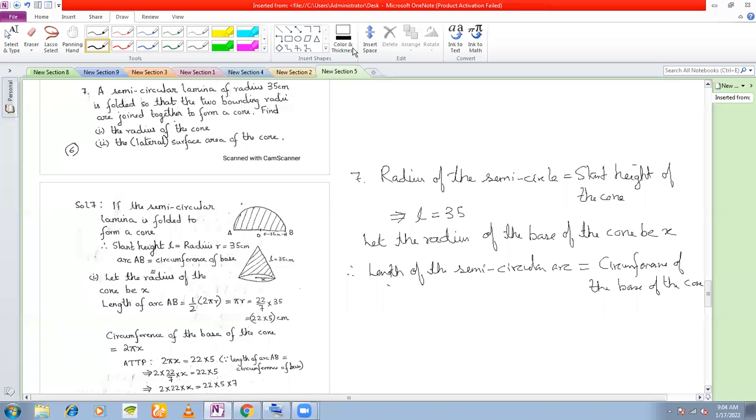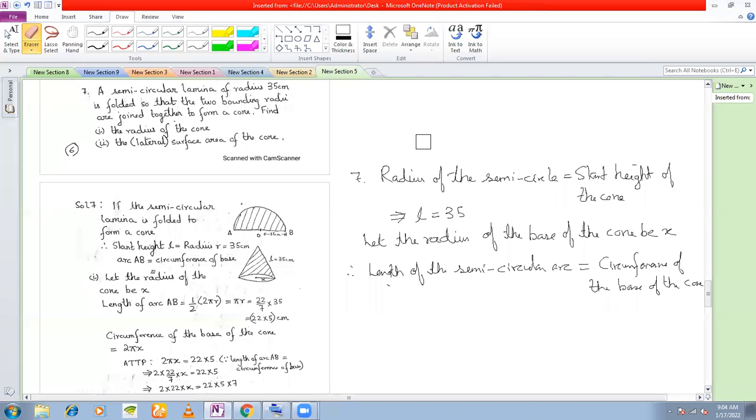What we see is that when this semicircular piece of lamina is folded to form a cone, the radius of the semicircle is equal to the slant height of the cone. So we know the value of L. Since we don't know the radius of the cone, we have taken it as x, and the circumference of the base of the cone must be equal to the length of this part, that is the arc AB. So this will give us the radius of the base of the cone also.